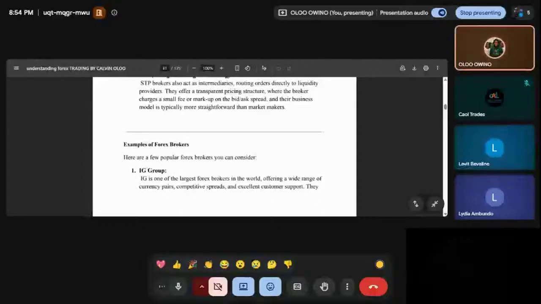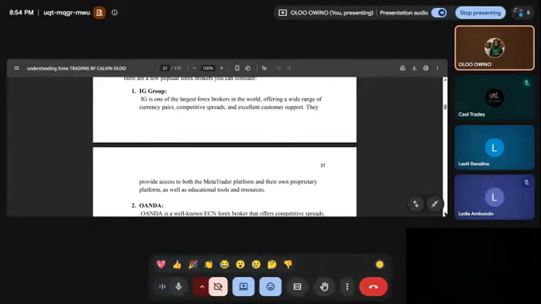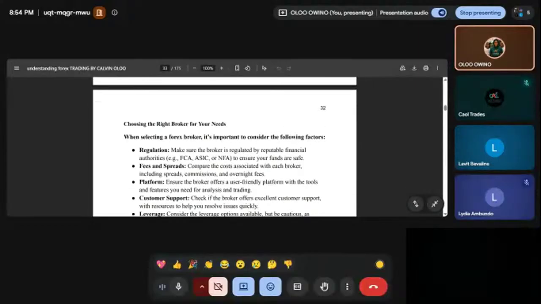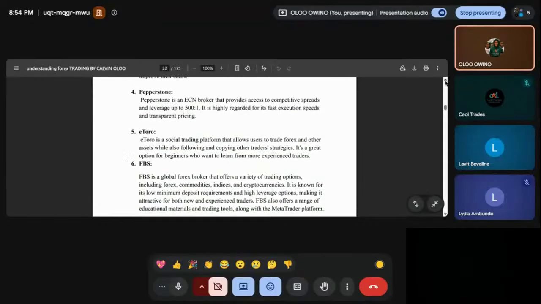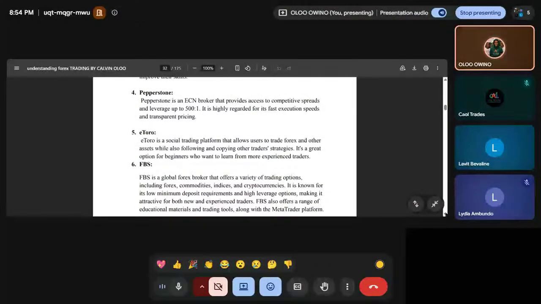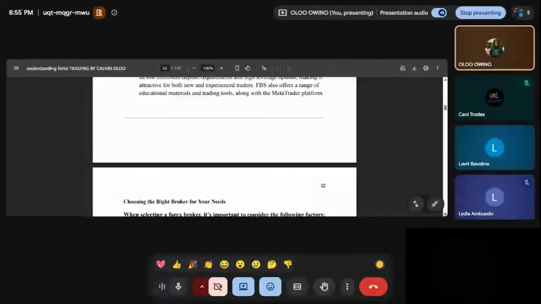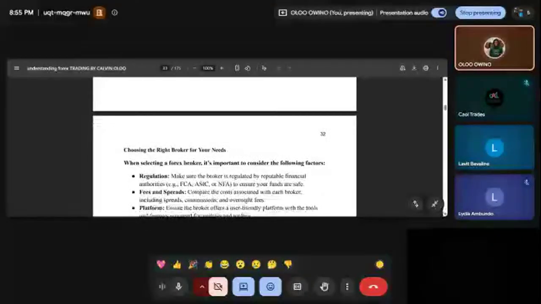Nakuelewa. Now, let's talk about these different brokers. We have IG Group, who are brokers. We have Oanda, we have XM, we have eToro, we have Xness, we have FBS, we have Wisuno, we have Empire FX, we have Paperstone. There are a lot of brokers. You cannot name them all and finish. And more and more. The first thing you need to know is how to choose the right broker for your needs. Are you together?